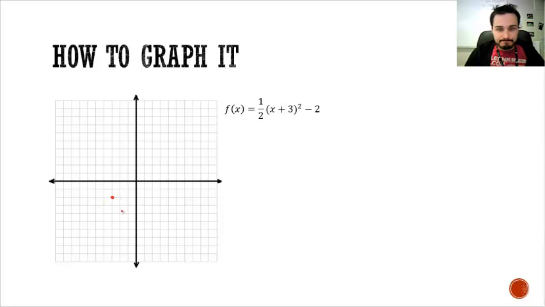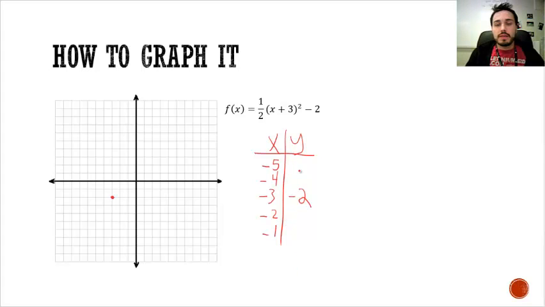And well, now at this point, what we need to do is we need to make a table. X, Y, and in the middle of your table, you need to put your vertex. And then you need the points above and below that. So above that would be negative 4, negative 5. Below that would be negative 2, negative 1. And we're going to fill in these numbers here.